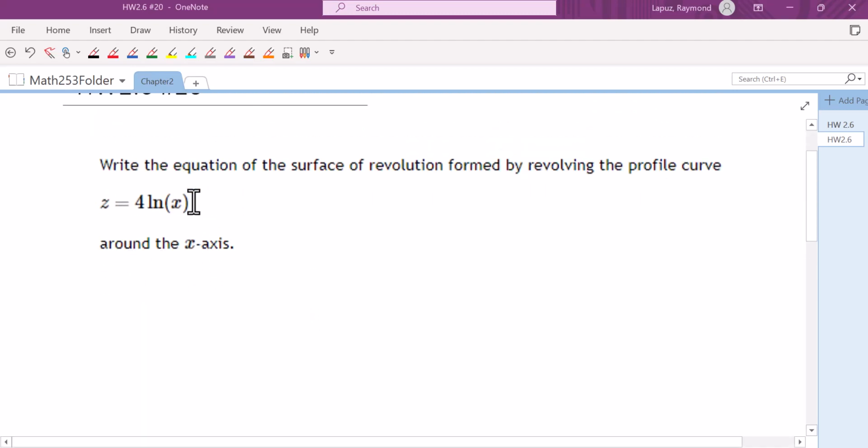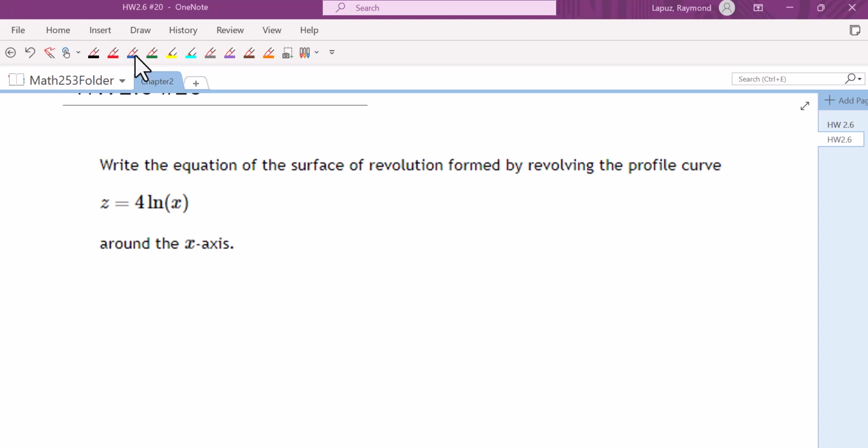In this video, we'll take a look at this problem from section 2.6. It is asking us to find the equation of the surface of revolution formed by revolving this profile curve about the x-axis.